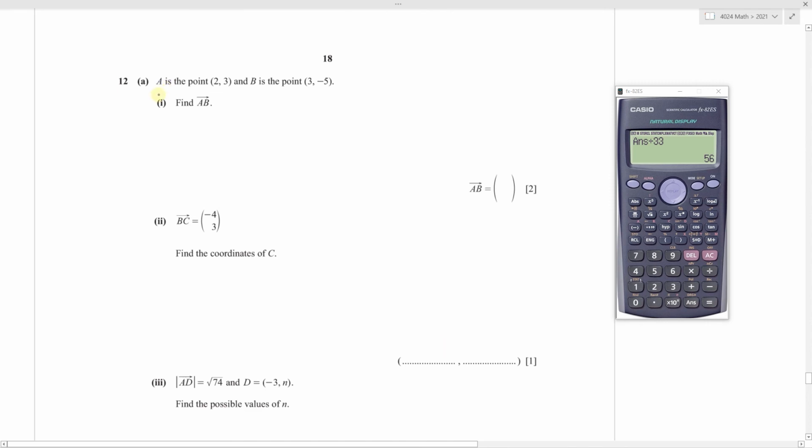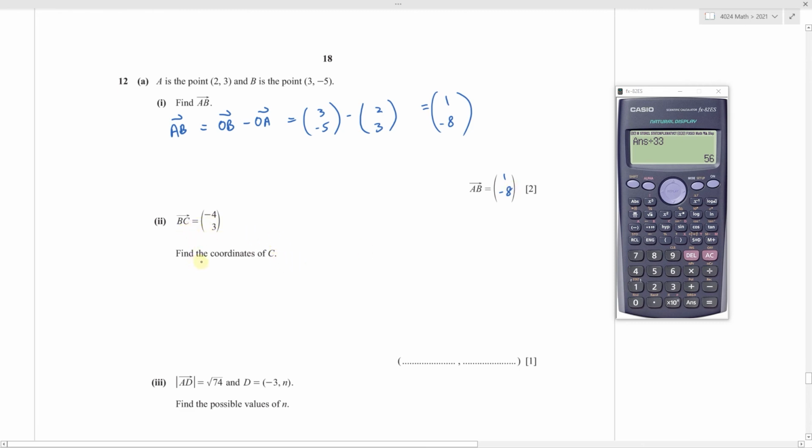Question number 12, part A. A is the point 2, 3, B is point 3, minus 5. Find AB vector. So your vector AB is given by your position vector OB minus your position vector OA. OB will be 3 and minus 5. Minus OA will be 2 and 3. 3 minus 2 is 1. Minus 5 minus 3 is minus 8. So 1 and minus 8.